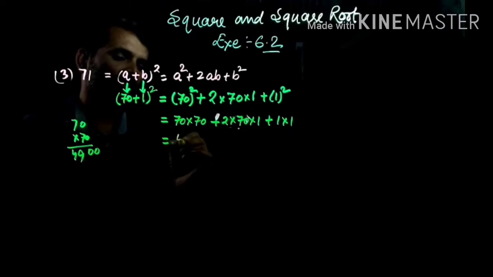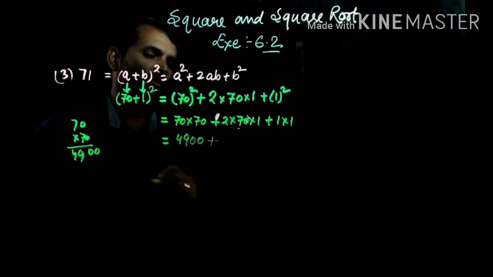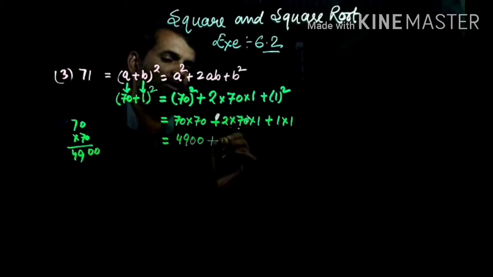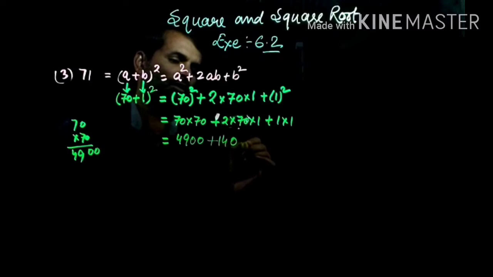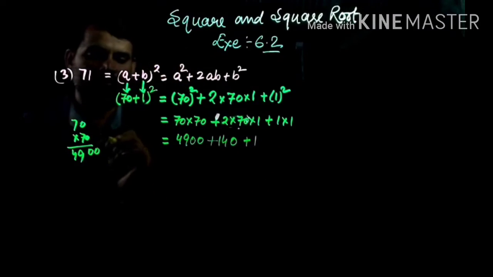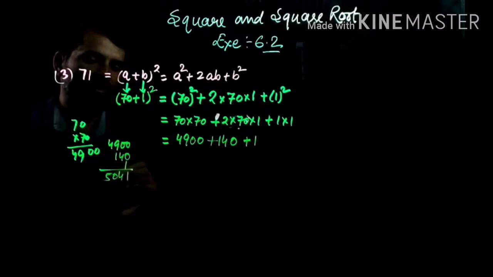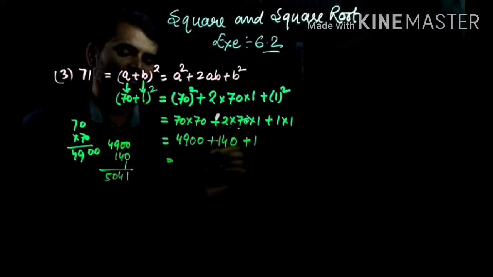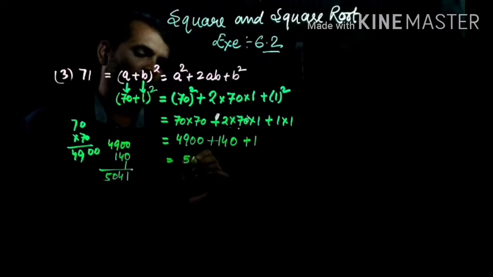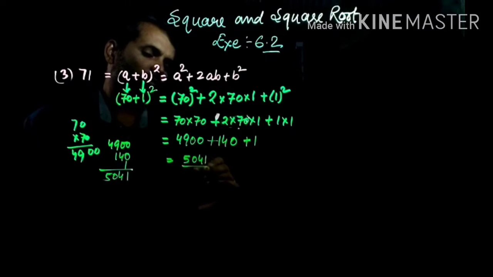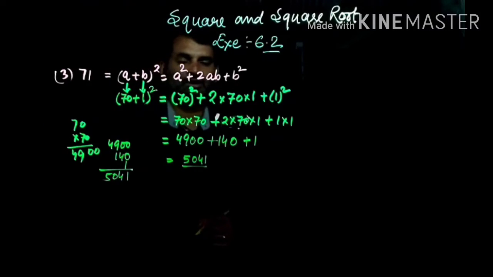So the answer is 4900, plus 2 into 70, which is 140, plus 1. Adding 4900, 140 and 1, the sum of the three numbers is 5041. It means 5041 is the square of 71.